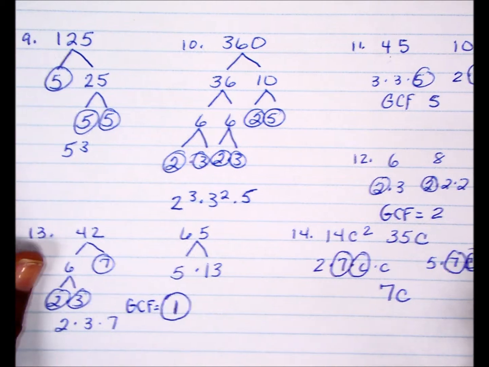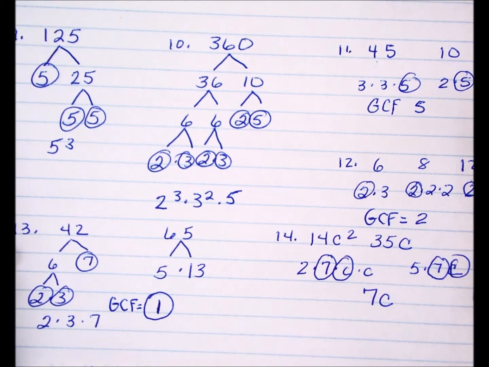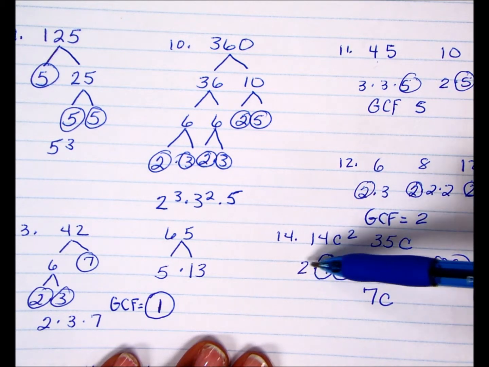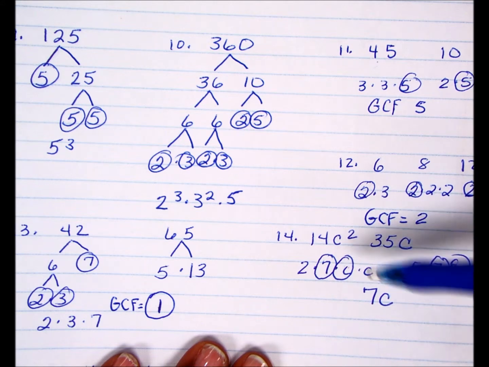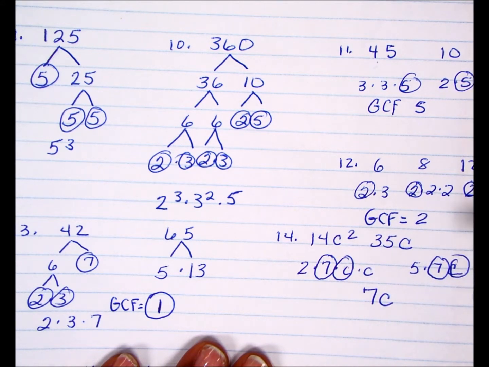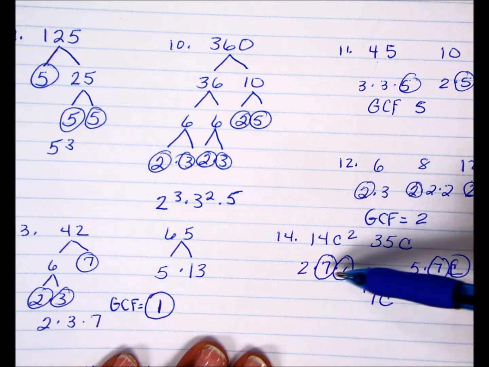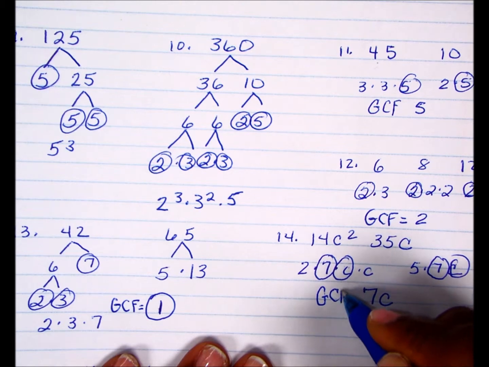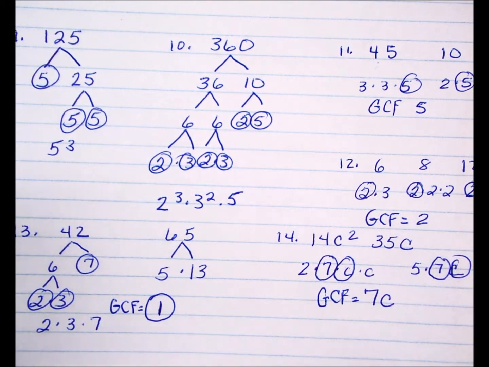When you use variables, you have to write out the variables as well. So this was 14c squared, so I wrote 2 times 7 times c, and this is 35c, so I wrote 5 times 7 times c, and what they each had in common was a 7 and a c, so the greatest common factor would be 7c, whatever that is.